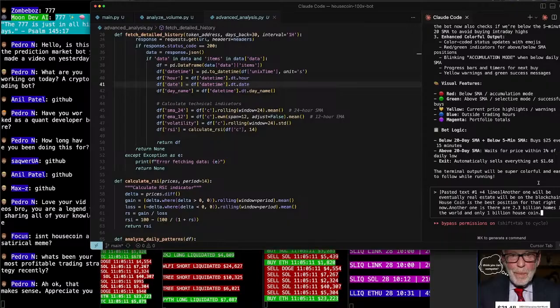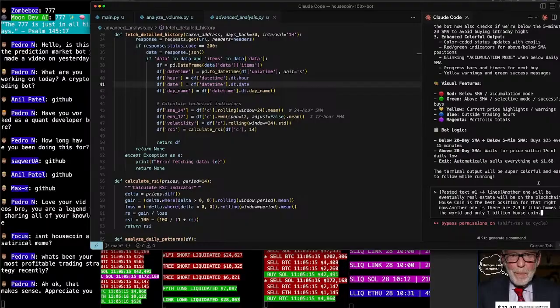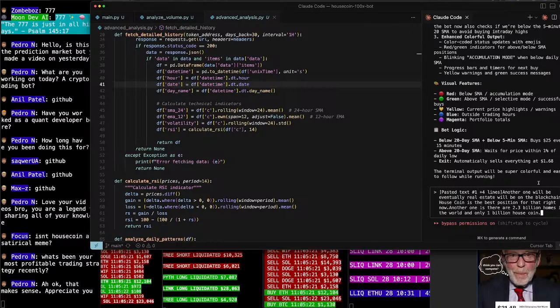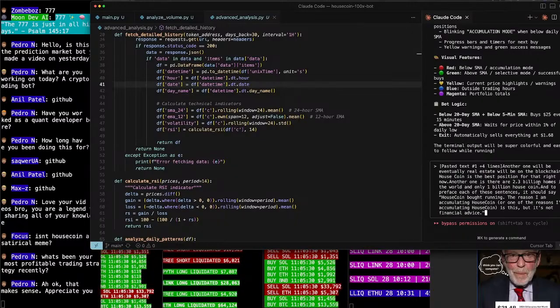And to preface each of these sentences, it should say Housecoin bot running. The reason I am accumulating Housecoin, or one of the reasons I'm accumulating Housecoin, is this, but it's not financial advice.